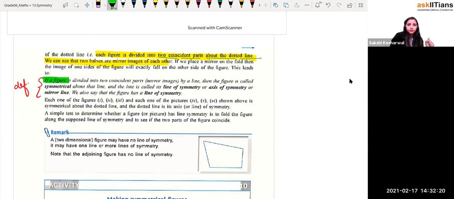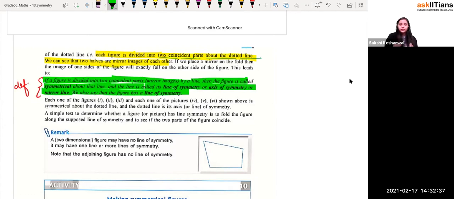It says that if a figure is divided into two coincident parts, meaning like a mirror image, by a line, then the figure is called symmetrical about the line, and the line is called the line of symmetry, or the axis of symmetry, or a mirror line, and we say that the figure has a line of symmetry. So you can just write these lines down in your copy.